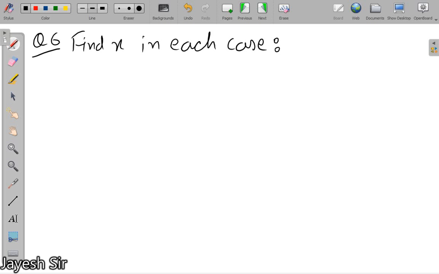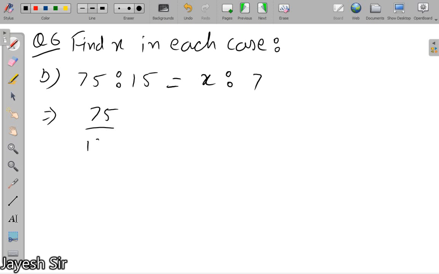In each of the following you have to determine the value of x. So it has 3 parts. I will do 2 parts. The remaining part will be done by you. A part is rupees. Let me do B and C part. B part is 75:15. 75 ratio 15 is equal to x ratio 7. So this will be 75 upon 15 is equals to x upon 7.